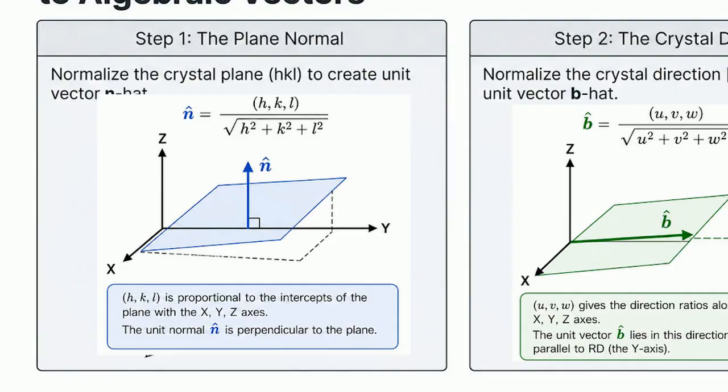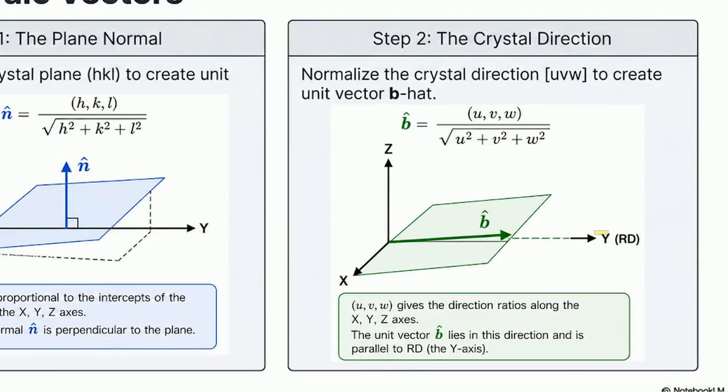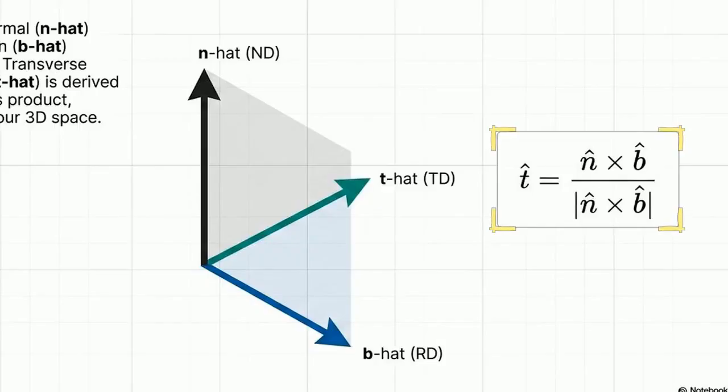Normalizing the physical intercepts of a crystal plane derives our first unit vector, the plane normal, n hat, pointing perpendicular to the surface. Concurrently, normalizing the directional indices gives us the second unit vector, b hat, lying flat along the plane. To map orientation in 3 dimensions, we require a full coordinate system, which dictates an orthogonal basis of 3 mutually perpendicular axes. Here we see the mathematical operation to secure that third axis.